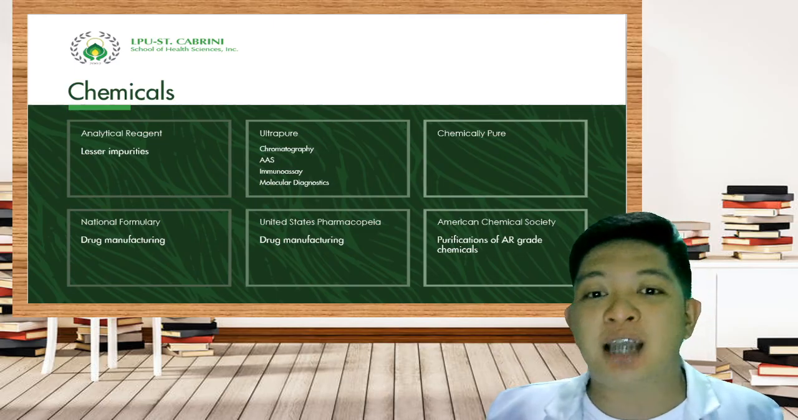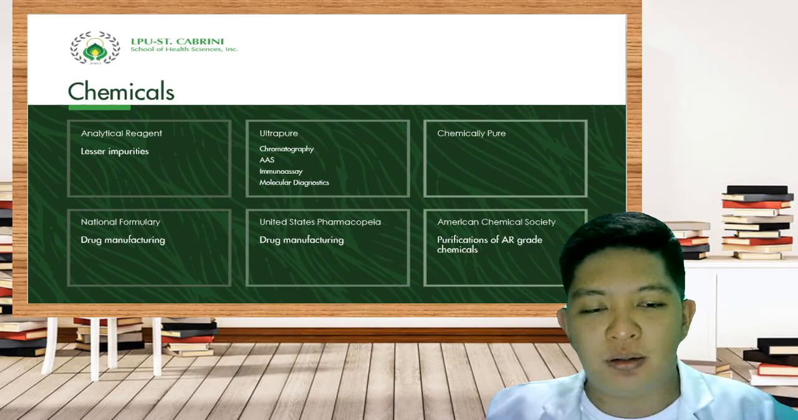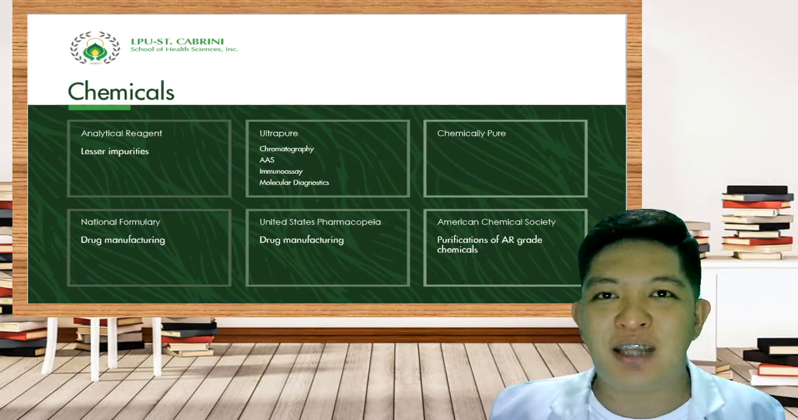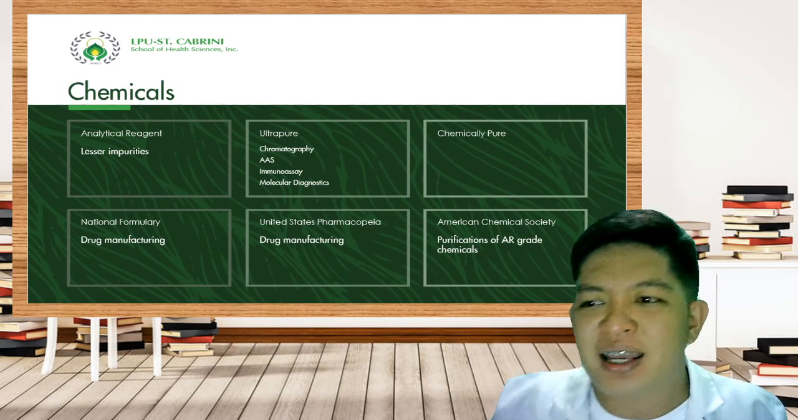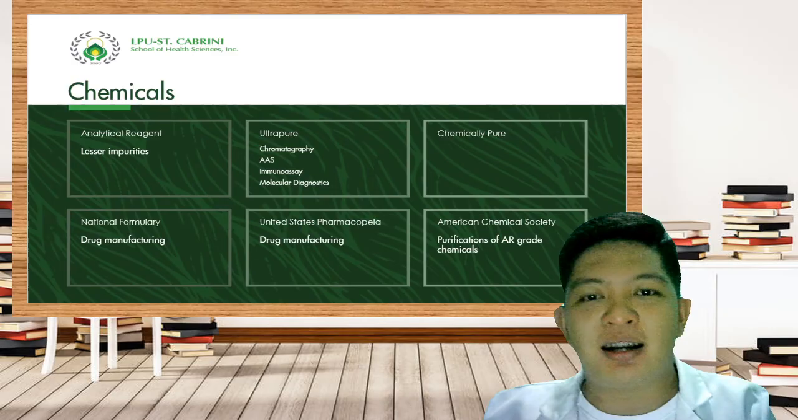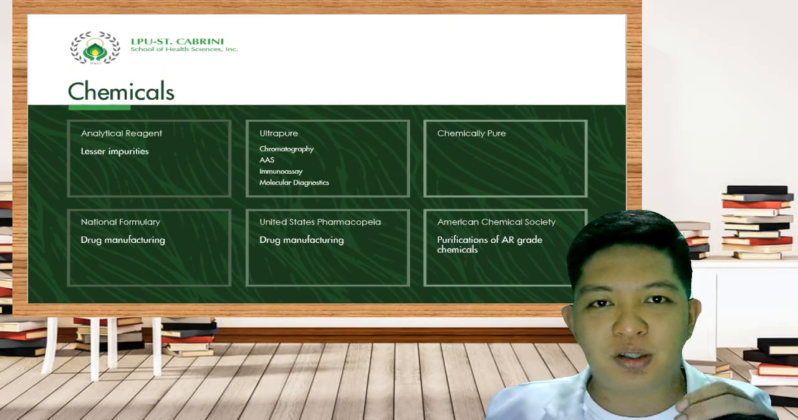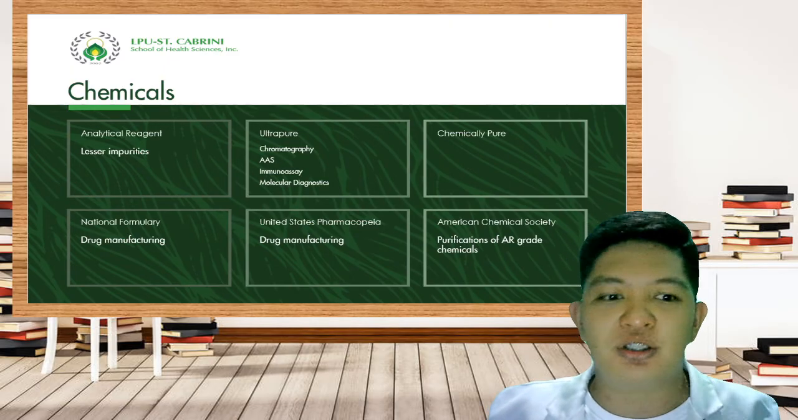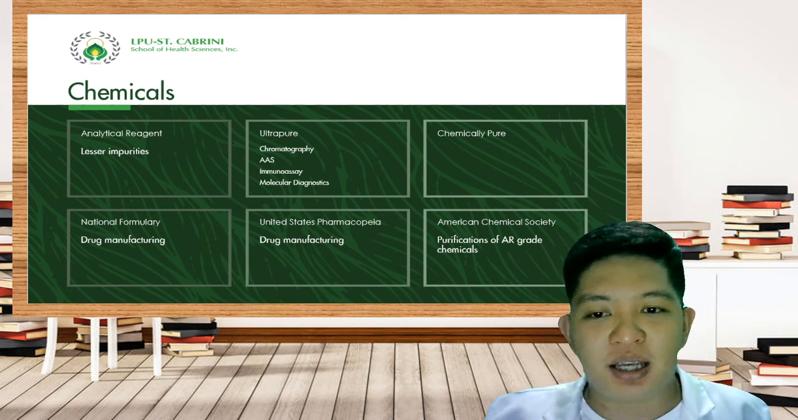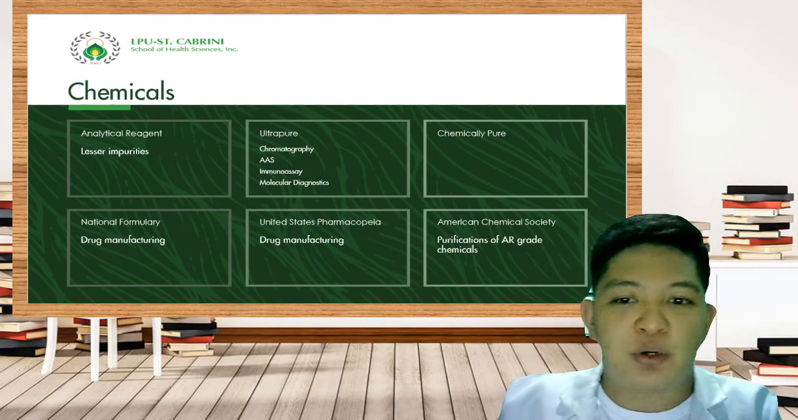Okay, so those are the types of chemicals. Sometimes it can be found in the label of your reagent. Okay, doon, AR. Ano yung AR na yan? What does it mean? AR means analytical grade. Analytical reagent grade chemical, lesser impurity, met the qualification established by American Chemical Society.